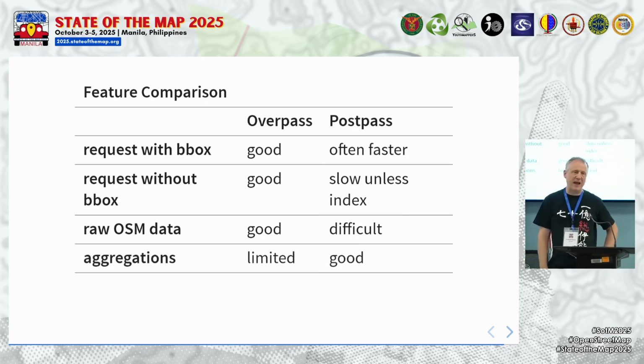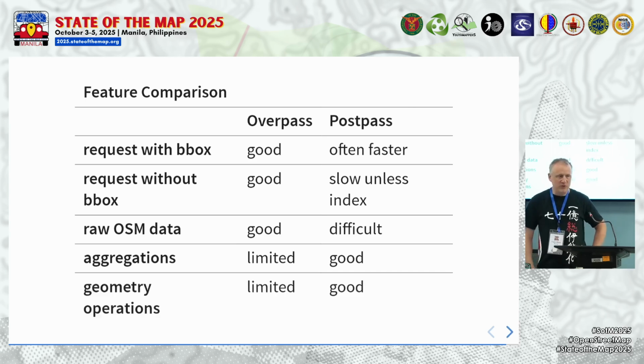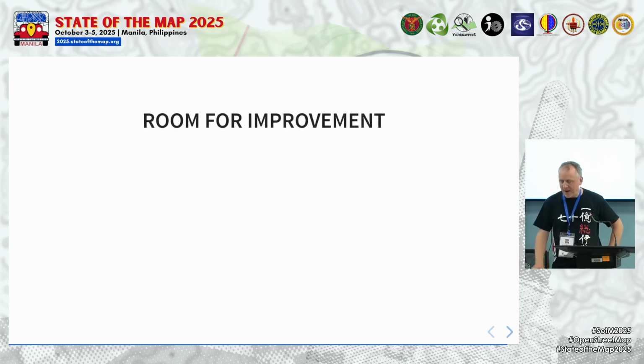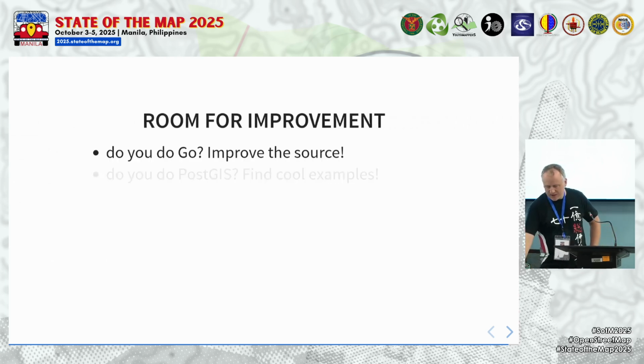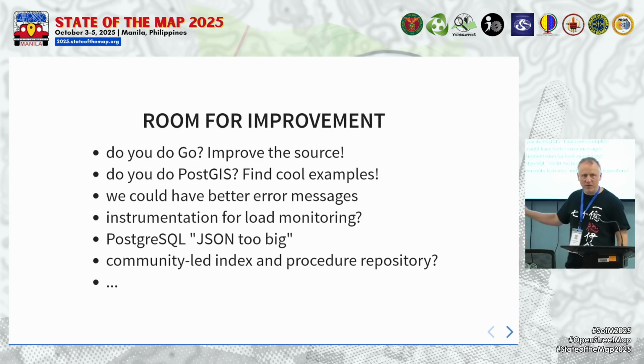If you want to do aggregations, like my counting of bicycle infrastructure, that's good to do in Postgres, more difficult in Overpass. And if you want to do geometry operations, that's also easy to do in Postpass and not as easy in Overpass. I have an extra slide with ideas where the whole thing could be improved, but I'm at the end of my time already.